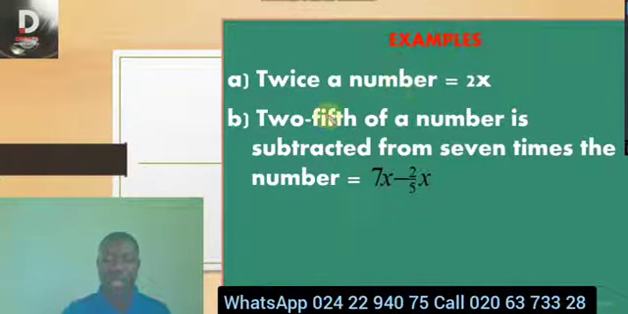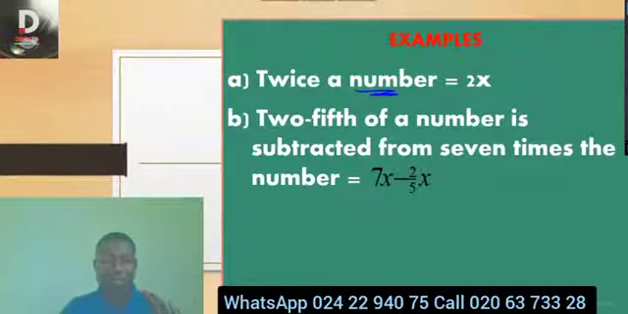If you have examples like twice a number, twice means what? Times 2. Twice a number. What is the number? That number is not given. So in paper 2, you say let the number be x, or let the number be a, or let the number be p or q. That is how you write it.